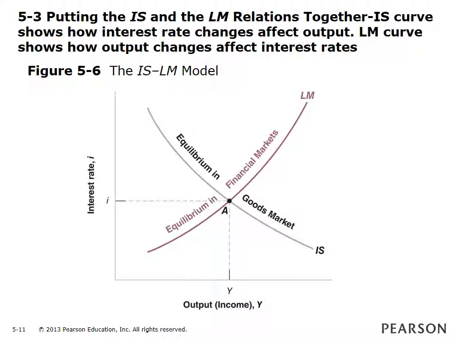Figure 5-6 shows together IS and LM curves determine output and interest rate at which both markets are in equilibrium. This happens at point A where the two curves intersect. At any point other than A, either the goods market or the financial market or both would be out of equilibrium. This is a very useful diagram for understanding the impact of fiscal and monetary policies. Fiscal policy measures shift the IS curve, monetary policy shifts the LM curve.